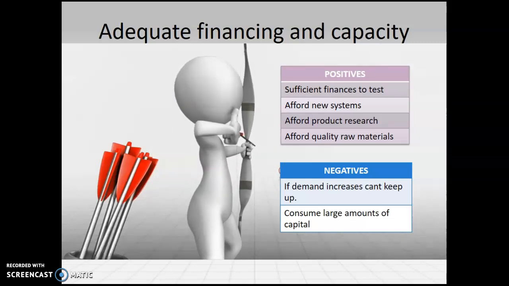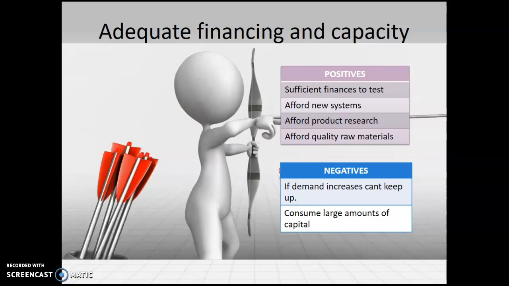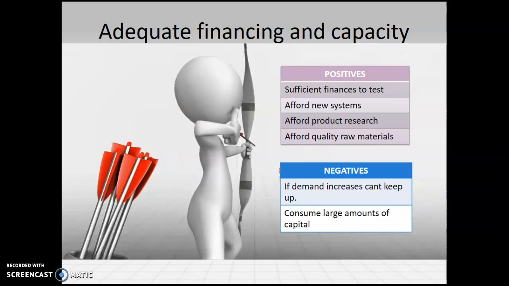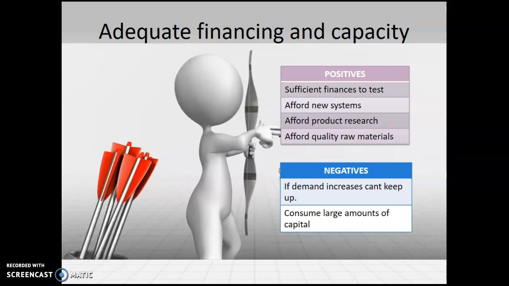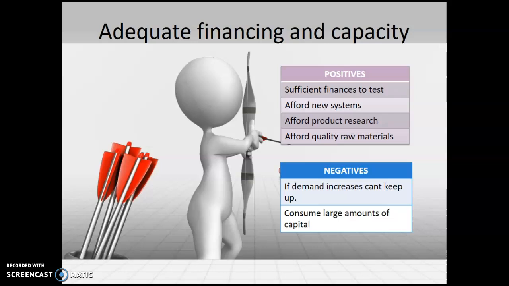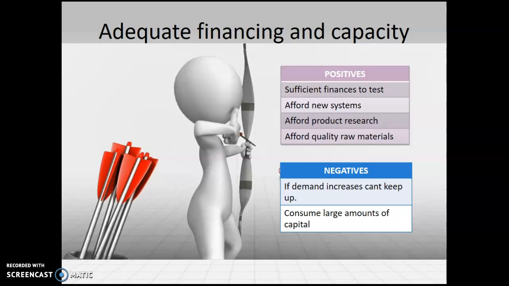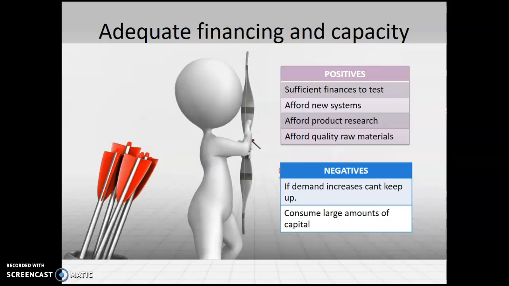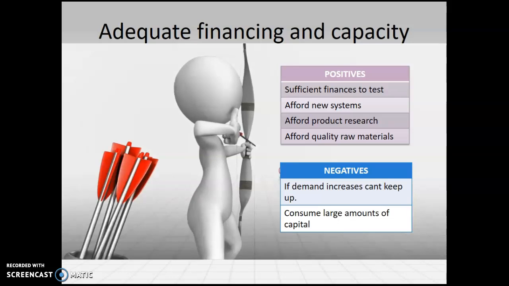They're able to afford product research and market researchers to gather information. They can afford to purchase quality raw materials and equipment. The negatives are, if the demand for the company's product increases, orders begin coming in a lot faster than expected, and the company may lack the capital required to fund the production of all the required stock. These rapidly growing companies can consume large amounts of capital as they try to balance their normal operations along with the expansion.